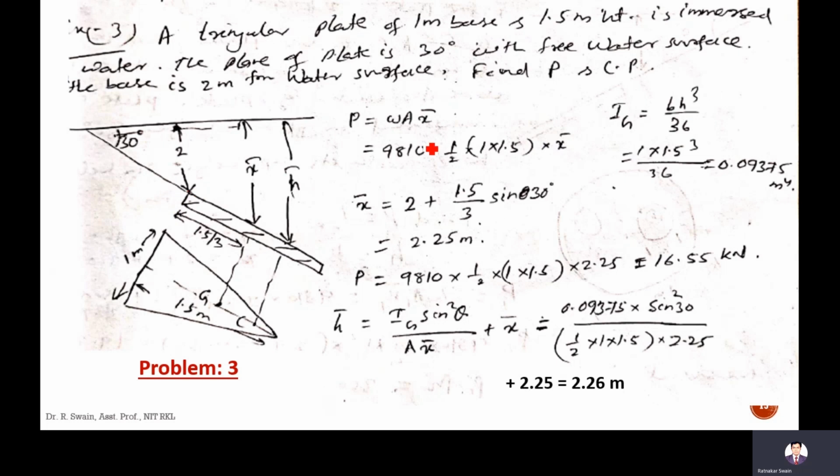Here total pressure is, you know, WA x bar. W is 9.81 or 9810 Newton per meter cubed. Area is half into 1 into 1.5, into x bar. What is x bar here? Similar to the last two problems, the x bar is calculated like this. This is 2, so x bar will be 2 plus, if you draw a horizontal line here, this will be 2 plus this. If this is 30, this is 30.